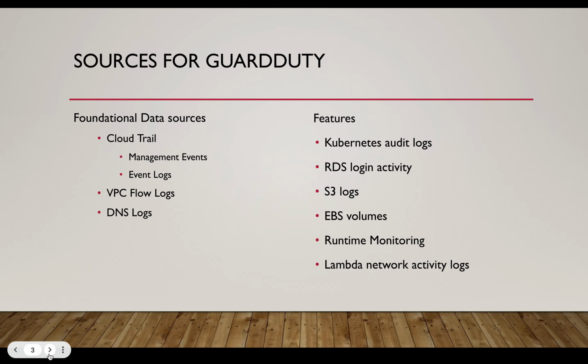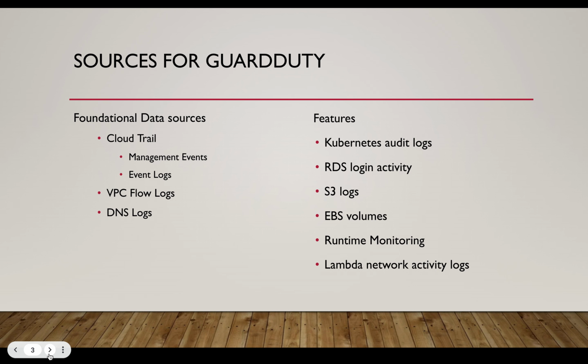Now, as we were talking about sources of GuardDuty, from where all does GuardDuty fetch the details for us to find the threats or any security findings and give us a detailed result. There are foundational data sources such as CloudTrail. From CloudTrail we have two things which we can capture, that is management events and the other one is event logs. The next data source is the VPC flow logs. Once you enable VPC flow logs, you will be able to integrate with GuardDuty for it to fetch the logs and then give the findings, and also the DNS logs.